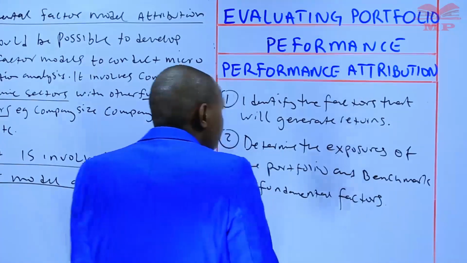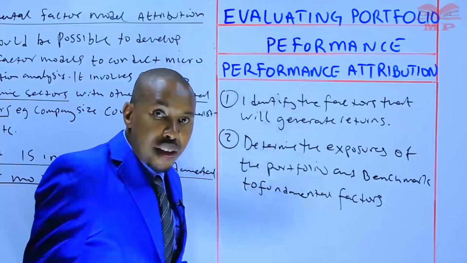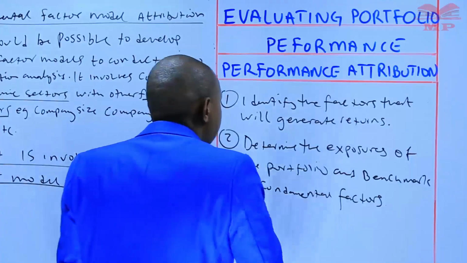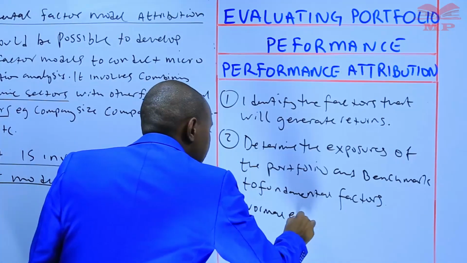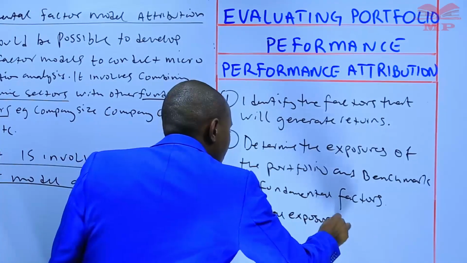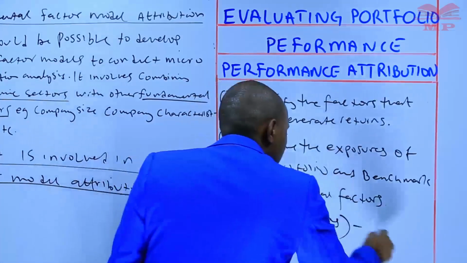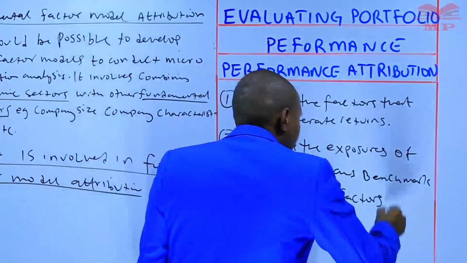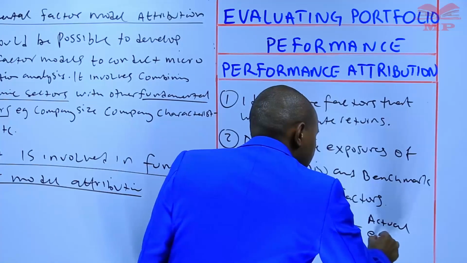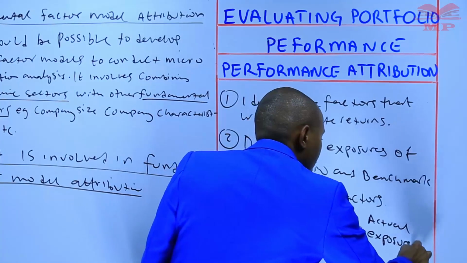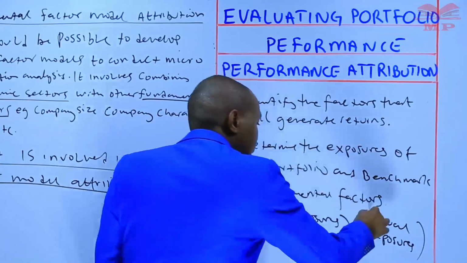And how do we do this? We just get the normal exposures minus the actual exposures to the factors.